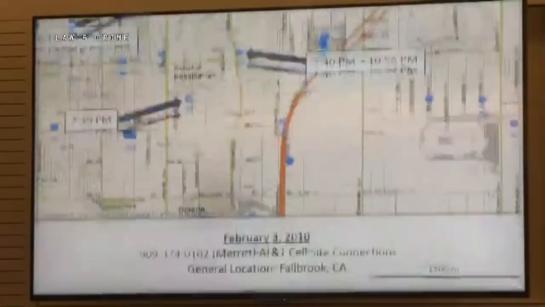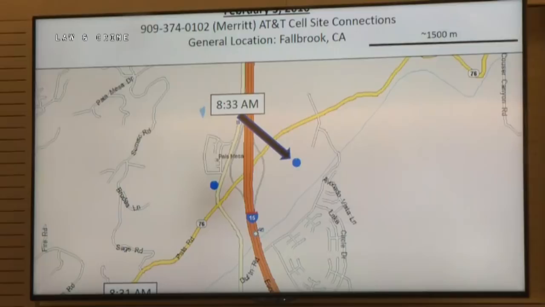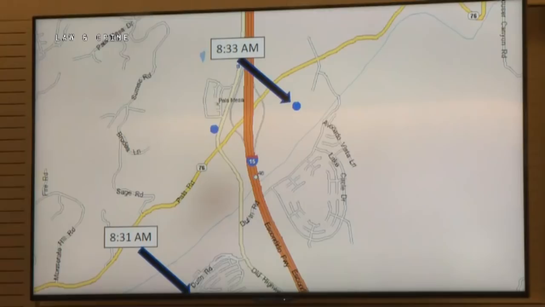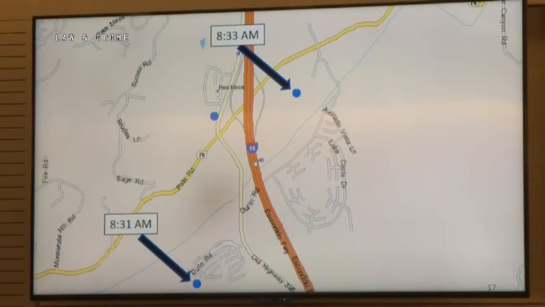Okay. February 3rd, 2010, where did you plot from the phone records? The first available phone call of the day was at 8:31 a.m., and it's the cell phone connected to a cell tower near the Avocado Vista Lane residence. Can you use that magic red pen to put a red circle with VR for victim's residence?